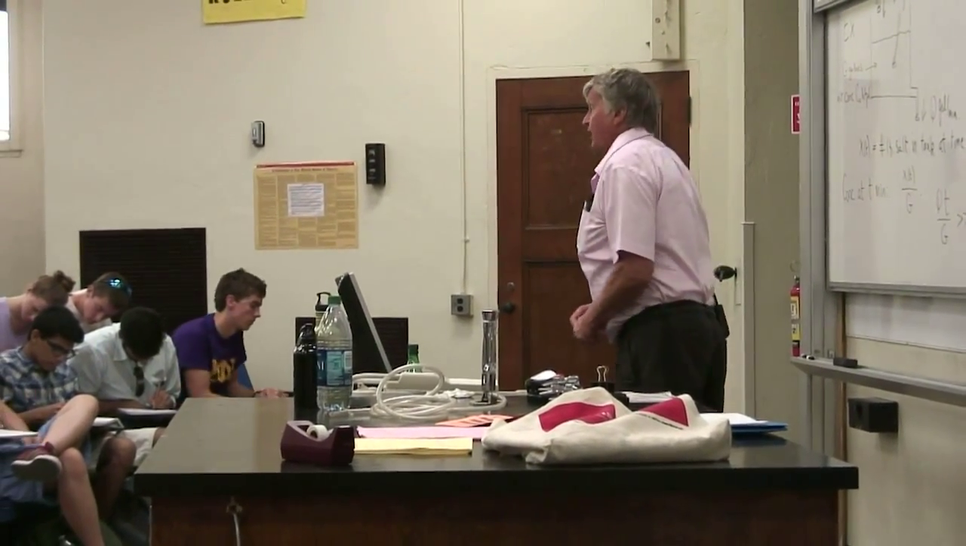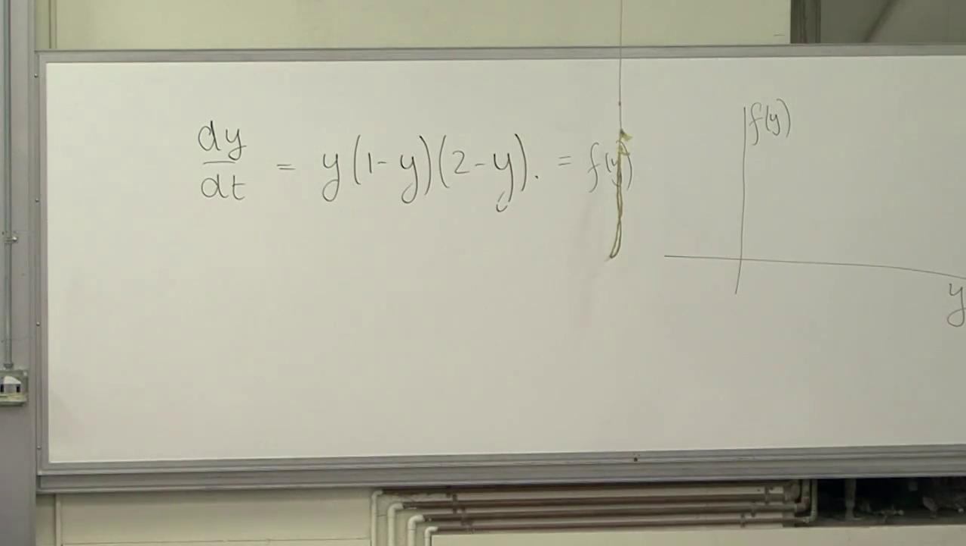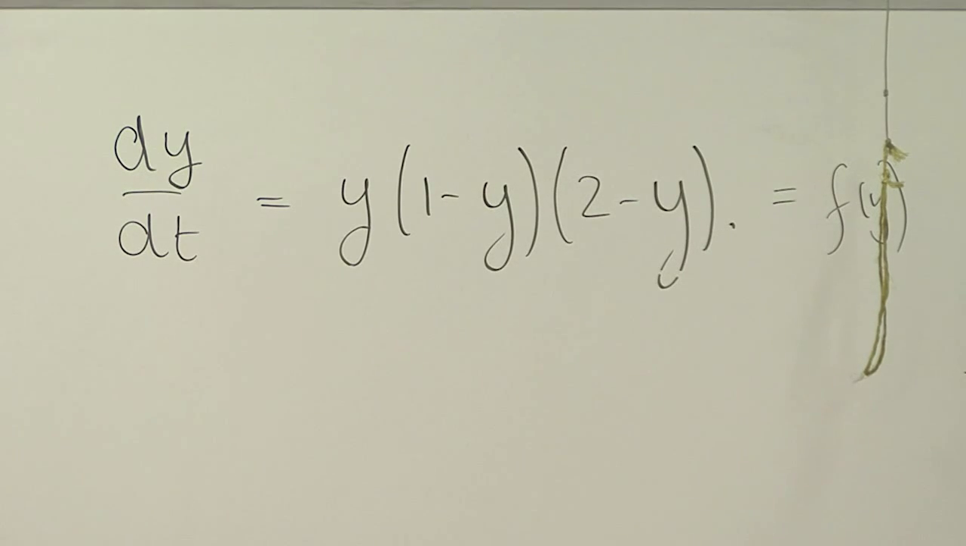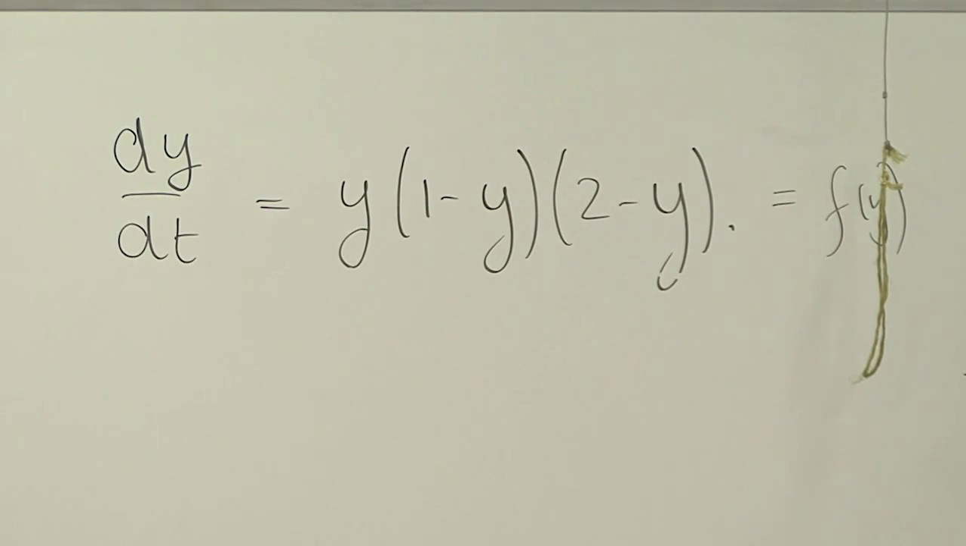So what does the graph of y times (1 minus y) times (2 minus y) look like? Anybody here whose birthday is today? This week? This month? And you're lucky because I'm going to ask the person beside you.